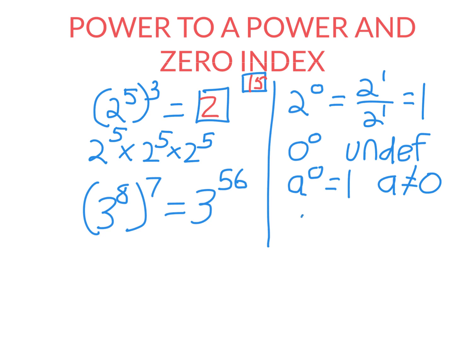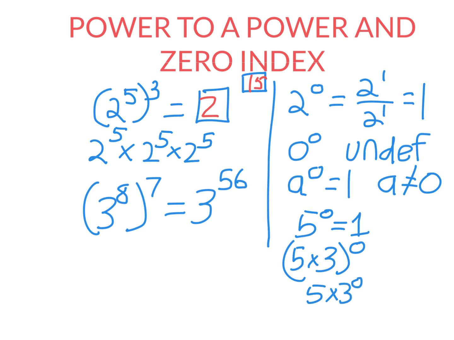So what would be 5 to the power of 0? Well, anything except 0 to the power of 0 is 1. 5 to the power of 0 is 1. What about something like 5 times 3 to the power of 0 versus this?